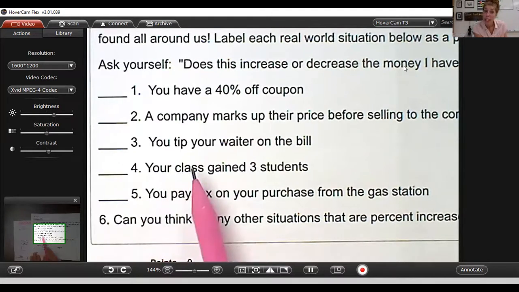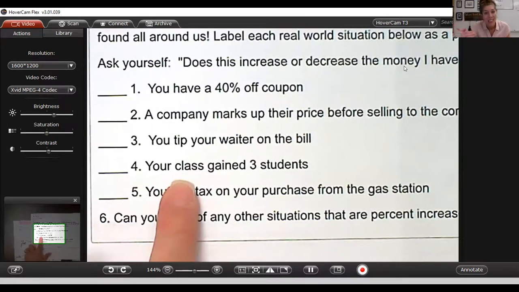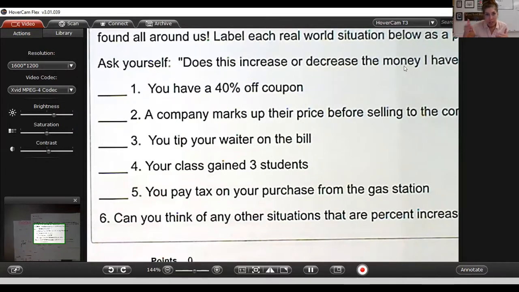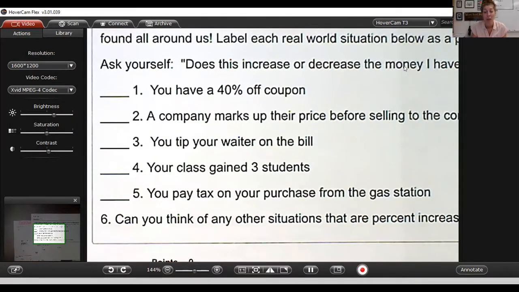If you tip your waiter on your bill, you're increasing the amount that you pay. That tip, usually 10, 15, or 20%. 20% is good if they did a good job. Your class gains 3 students, right? The gain is an increase word. You pay your tax on your purchase at the gas station.